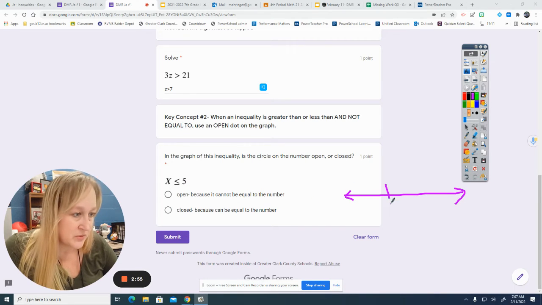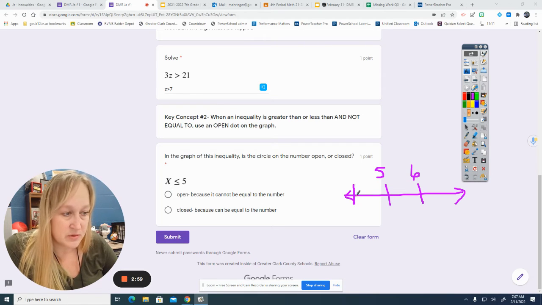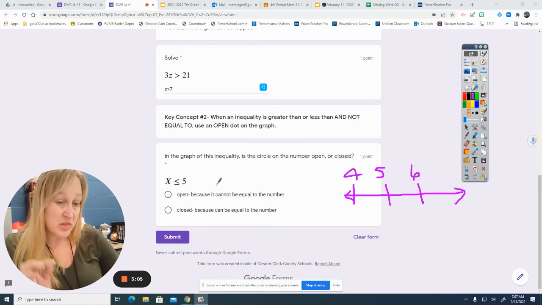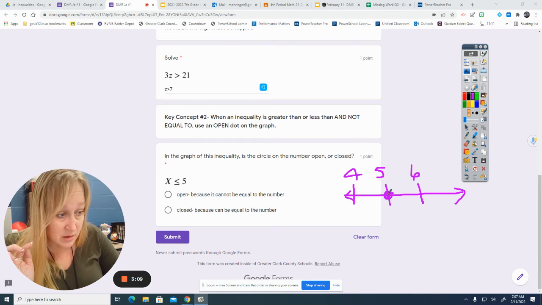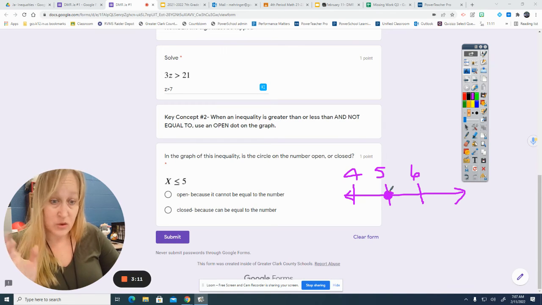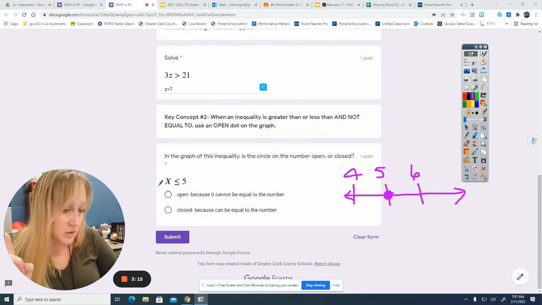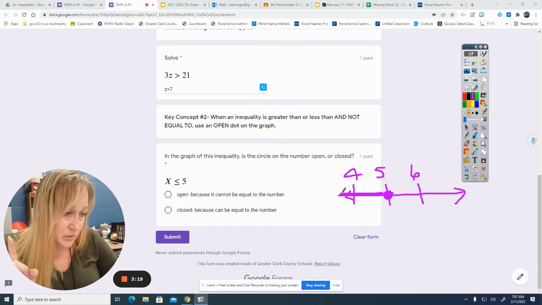And since we're dealing with 5, I'm going to put 5. This would be 6. This would be 4. I think you can make that leap. This one is an equal to. So that means x can be 5. So I'm going to put a dot on there because x can equal 5. But it can also be everything the other way.